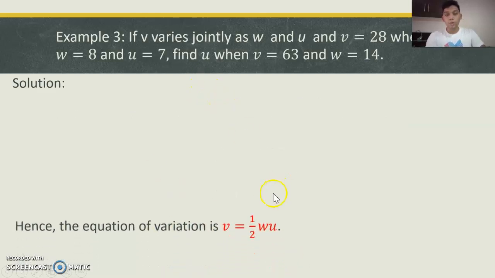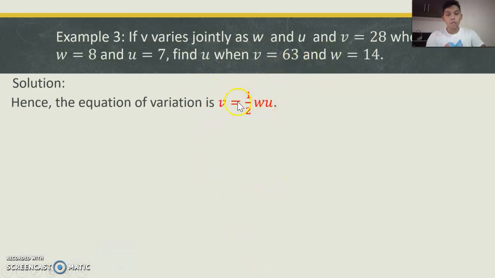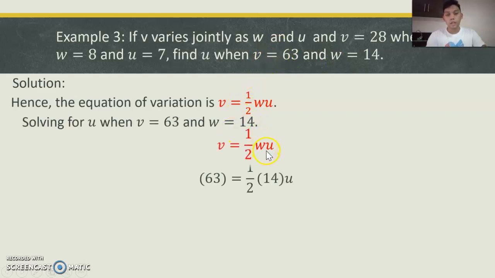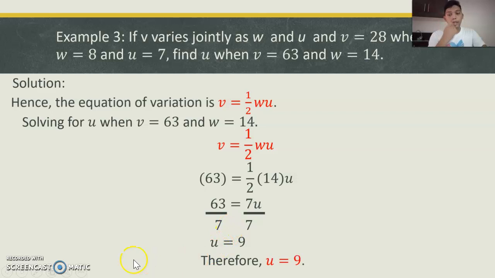Now to find U, we're going to use this equation and substitute the second set of values. So V is 63 and W is 14. So 63 is equal to 1/2 times 14U. 1/2 times 14 is just 14 divided by 2, which is equal to 7U. 63 is equal to 7U. In order for us to solve for U, we have to divide both sides by the coefficient, which is 7. That gives us the U value, which is 9. Therefore, our U is 9.